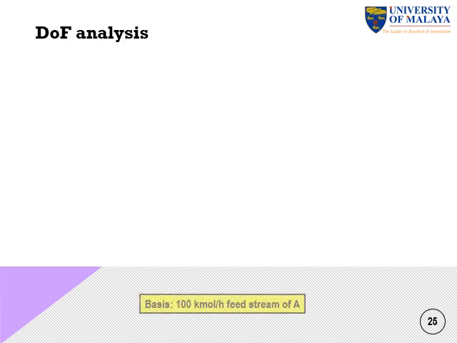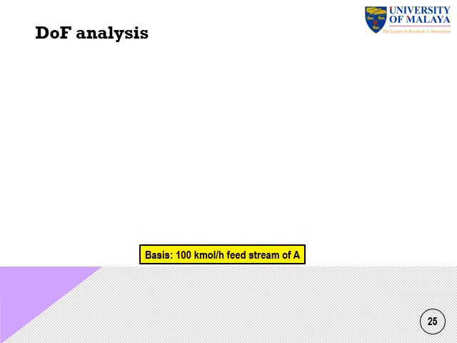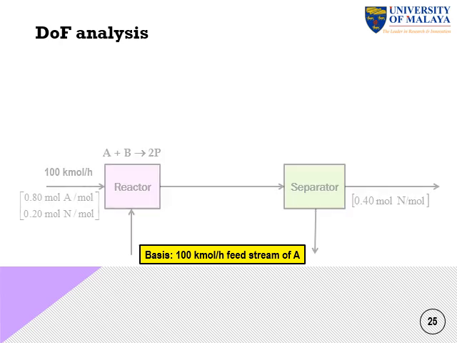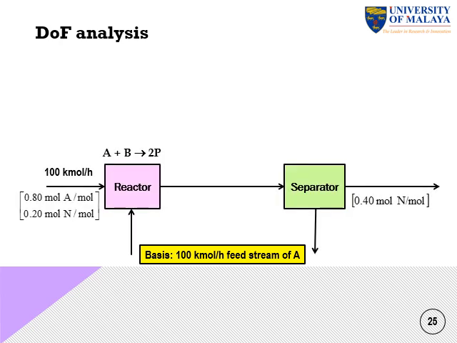So first, of course, we need to do a DOF analysis. Before that, we need to select a basis. So we select a basis of 100 kilomole per hour of feed stream of A. Why? Because the question only gives us the composition of this stream, and they only ask us to find the conversion of A. So whenever you are asked to find the conversion, the molar flow rate doesn't matter, and if it's not given, you need to assume a basis.